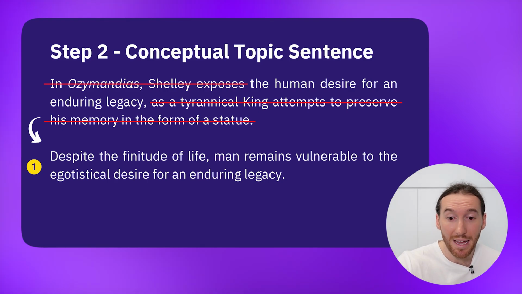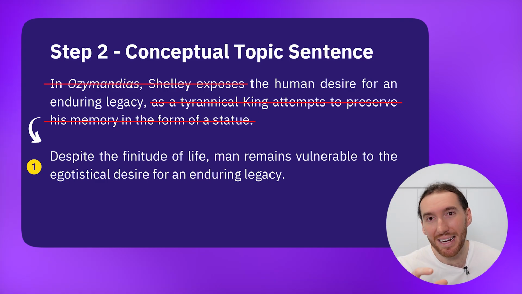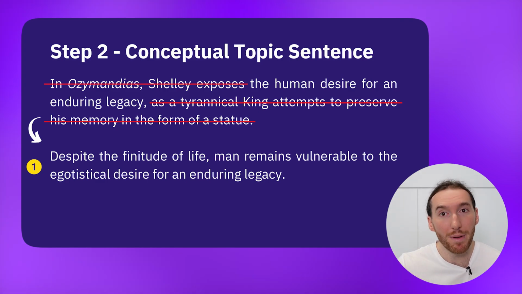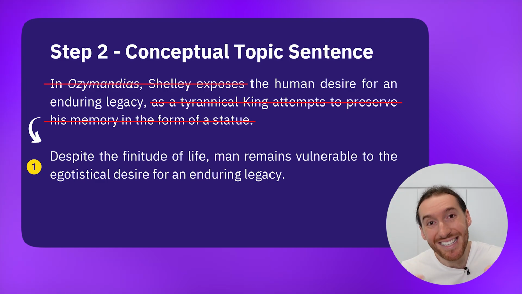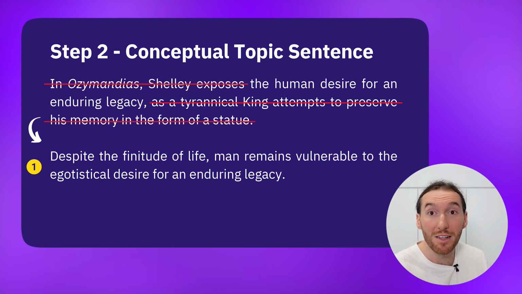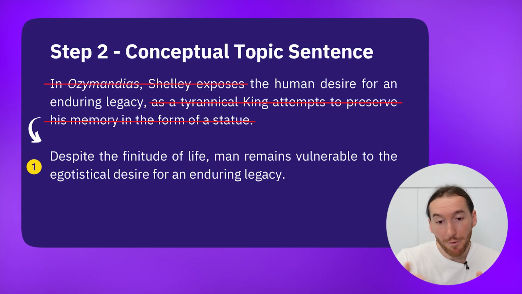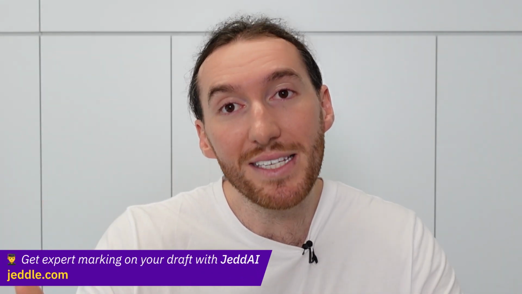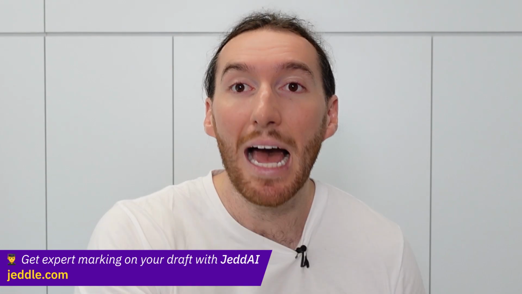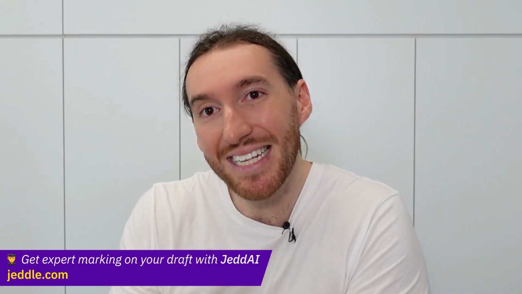I'm making a claim there. Man remains vulnerable to that desire. And we're implying that that is a weakness, that it's a vulnerability, which we will unpack more in the second topic sentence, because our second body paragraph is about how that is futile. It's pointless to do that, and it actually will lead to negative outcomes. Despite the finitude of life, man remains vulnerable. Great, but when are we going to bring in the text? Well, this is the elaboration sentence. Let's elaborate on it in relation to the text.